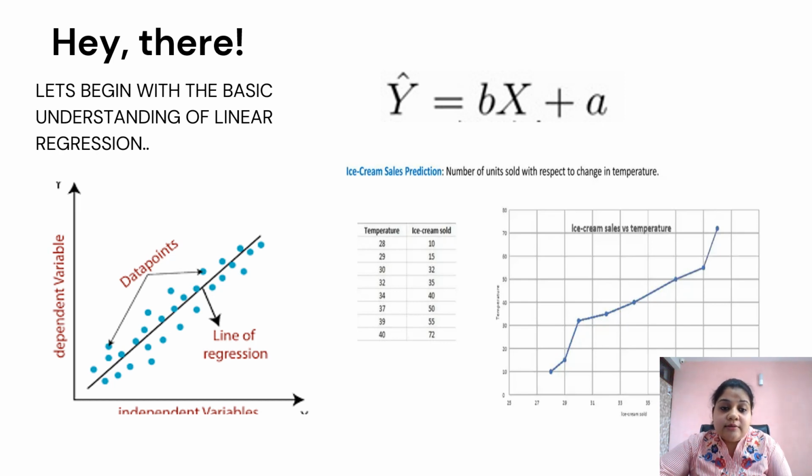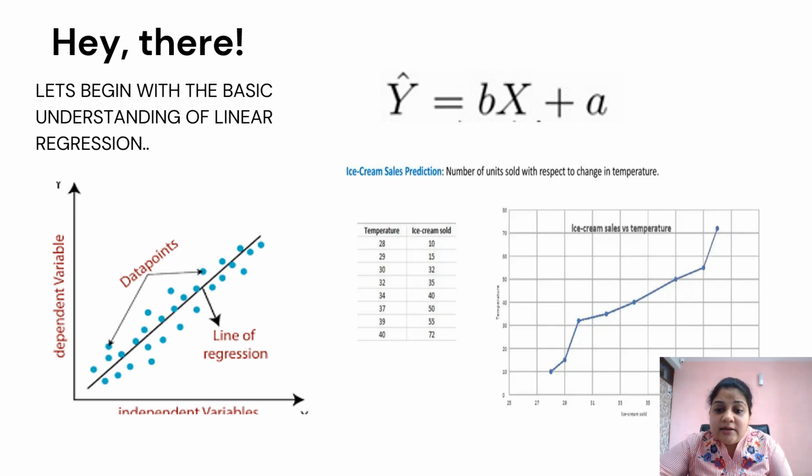To understand it better, let's see an example of ice cream sales prediction. In this data set, we have two variables, temperature and the number of ice creams sold. Let's see whether the sales of ice cream depend upon temperature or not. We will plot this data on the x-axis and y-axis. The x-axis will contain the number of ice creams sold and the y-axis will contain the temperature. At 28 degrees, the number of ice creams sold is 10. At 29 degrees, the number sold is 15. Similarly, we have plotted the other data points.